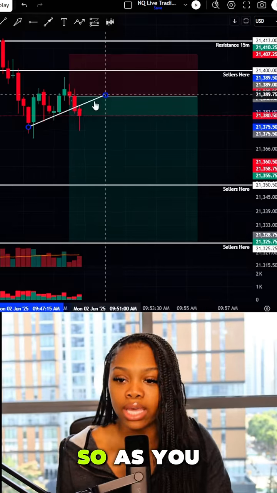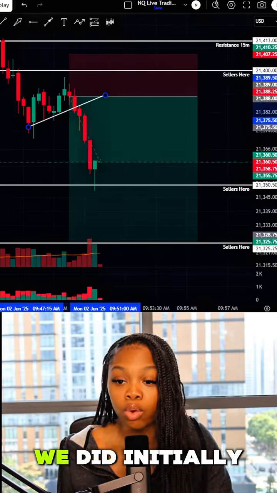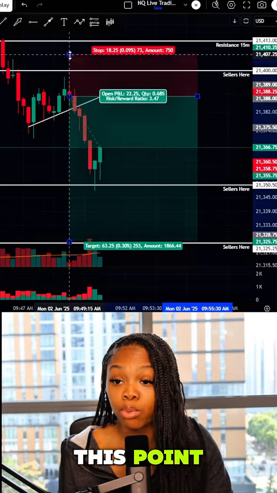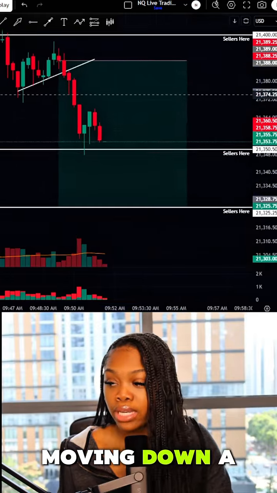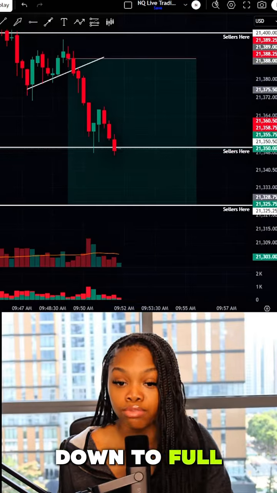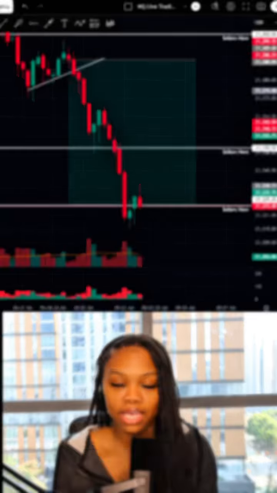Sorry. Okay, so as you can see, we get the break there. We continue moving down. We did initially get the bounce at 350. At this point, my stop was at break even. But we did end up moving down a little bit more, and we were able to come down to full TP at 325. And I ended up getting stopped out as price pulled back above the level. So I hope that made sense.